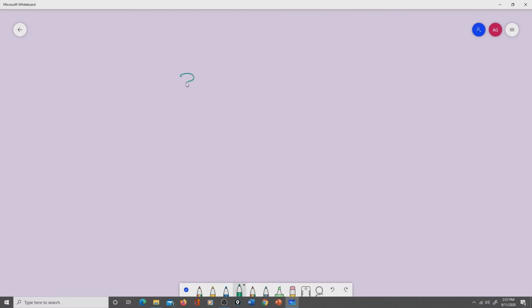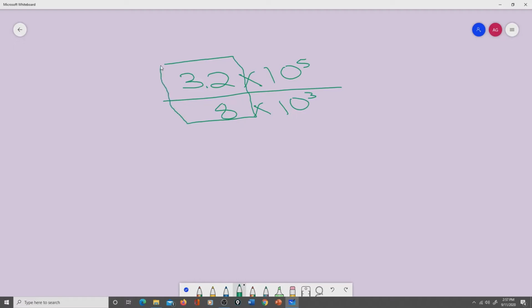So for a problem like this, you might have something like 3.2 times 10 to the 5th divided by 8 times 10 to the 3rd. Okay, again, just remember that fraction bar is telling us we have division. So we're going to treat it the same way. I'm going to work on these two together, and then I'm going to handle these two parts together. Oh, got a little sloppy there.